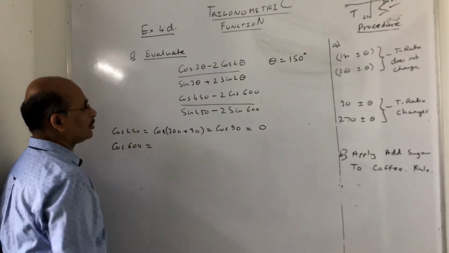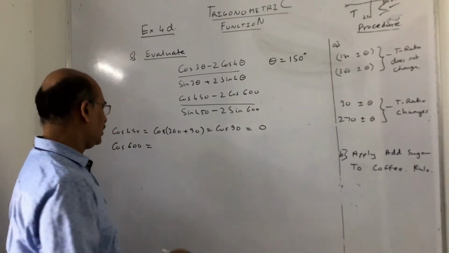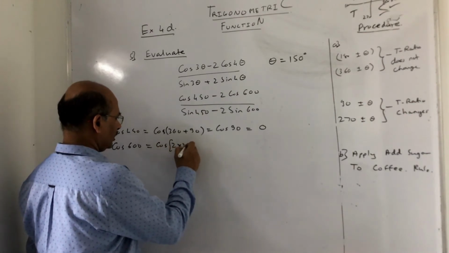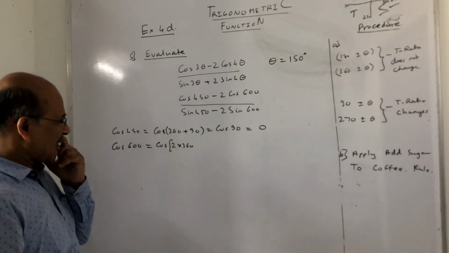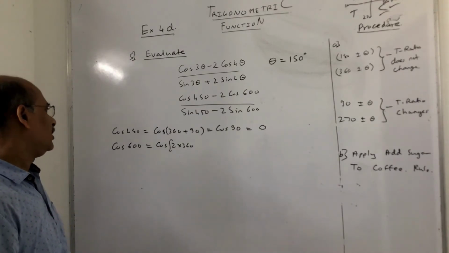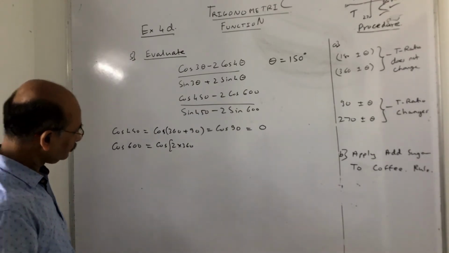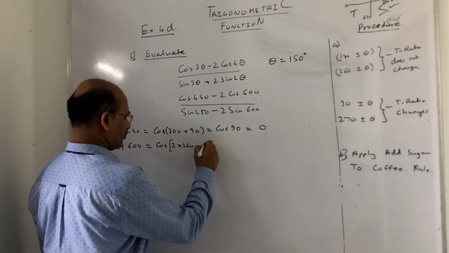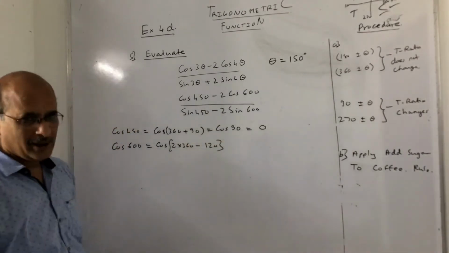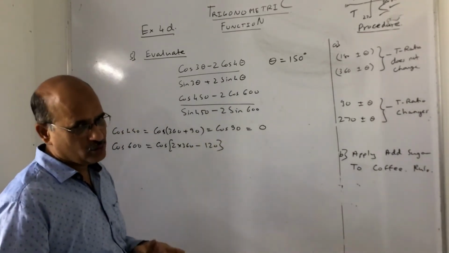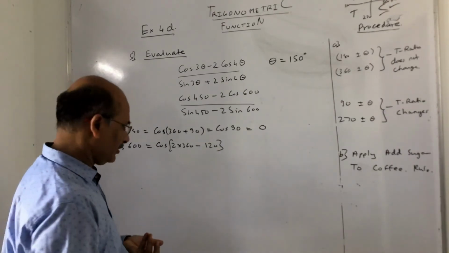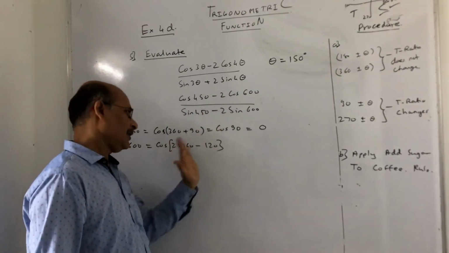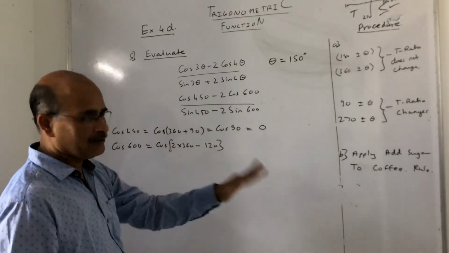Cos 600. Now cos 600 exceeds 360. Here, if I do 2 into 360, you can write 2 into 360, 720 minus 120. Now you might ask, 120 is not an acute angle, so how do you work it out? Don't worry, just ignore that for the time being and follow the rule as it is. In the end it adjusts and you get the right answer.